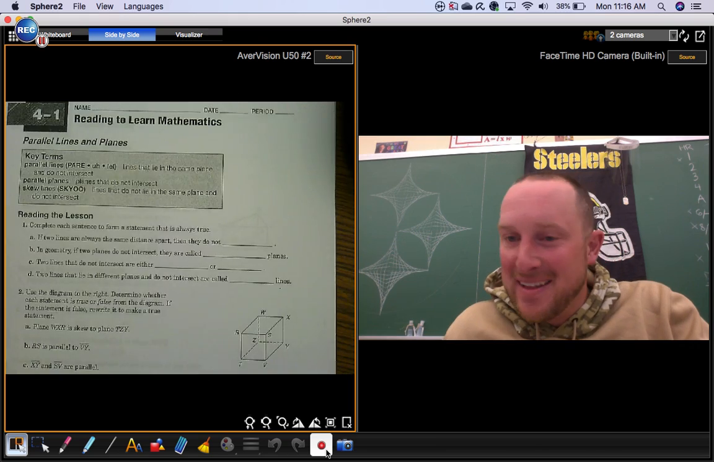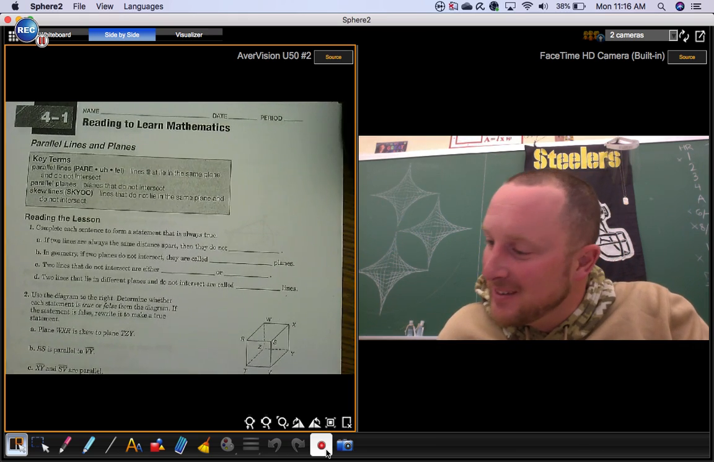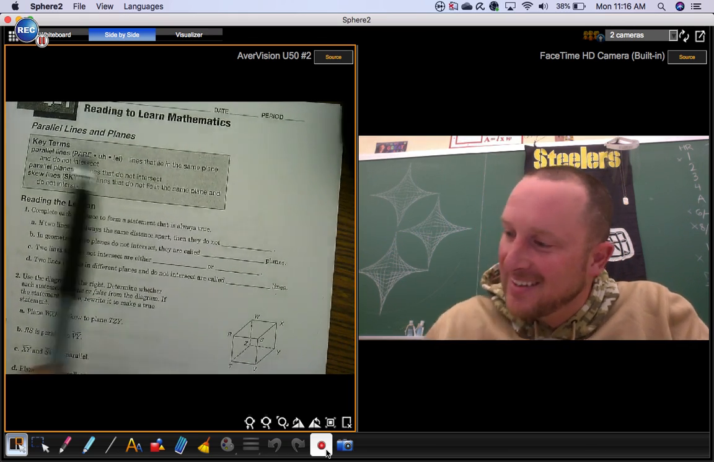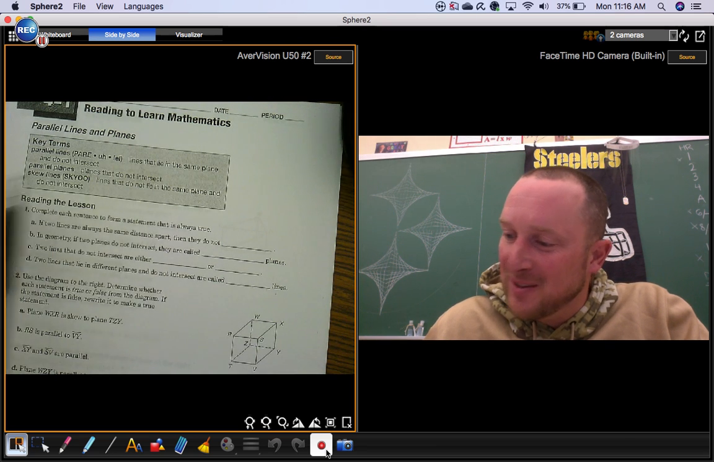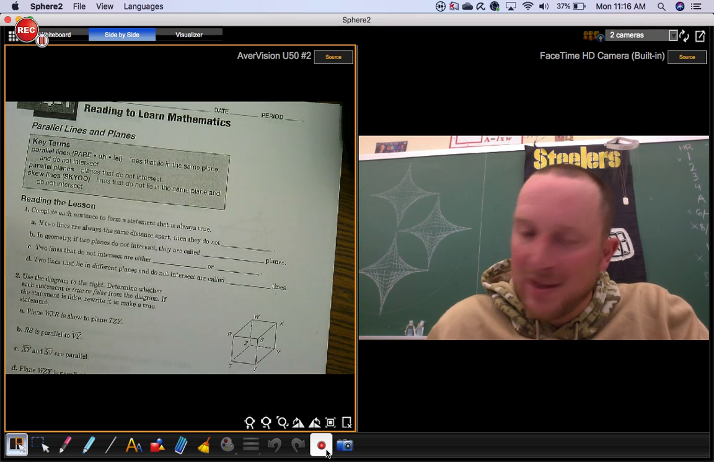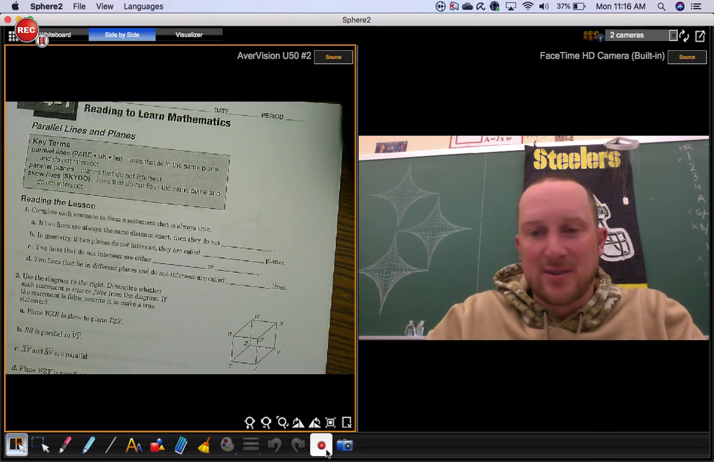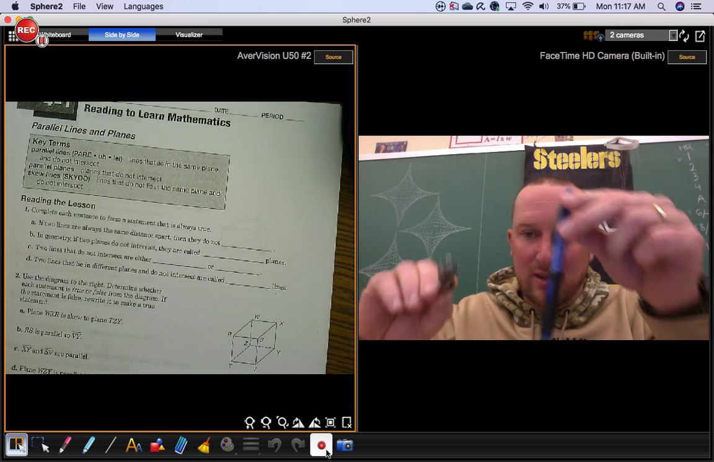This is the Reading to Learn Math for section 4.1. It's on parallel lines and planes. It tells you up here what parallel lines are, what parallel planes are, and it tells you what skew lines are. Remember, skew lines look like this.